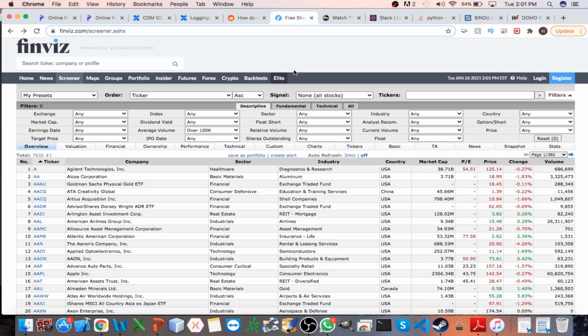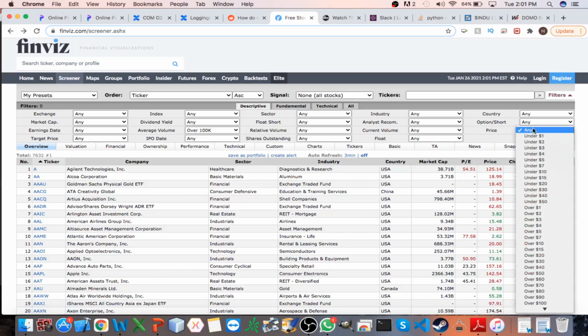So once you're on FinViz, the first thing I want you guys to do is go under descriptive, and then the first thing we're going to change is the average. Oh, I guess I already did it here, but basically change the average volume to over 100K. Afterwards, I want you to go to price and then make the price over $5.